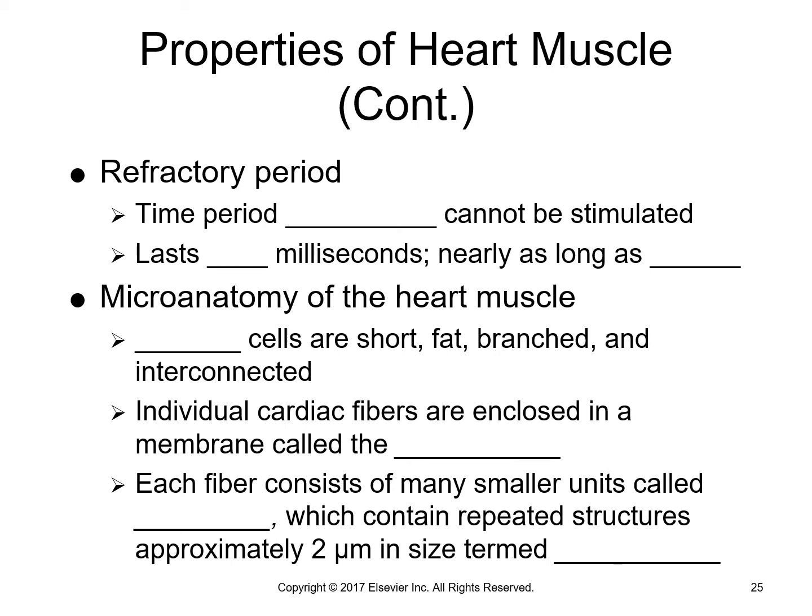Refractory period. That's where it cannot go into the tetany or the sustained contraction. That's the time period where the myocardium cannot be stimulated. The refractory period lasts about 250 milliseconds, about as long as systole, as long as the contraction. So the heart muscle is kind of protected in that sense. That's part of the properties of heart muscle that makes it unique.